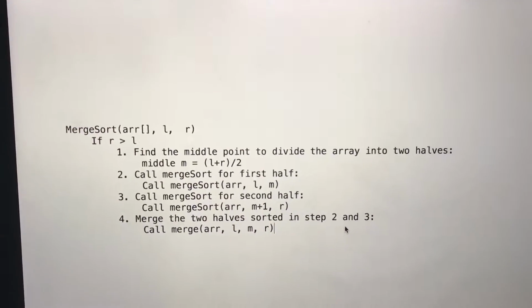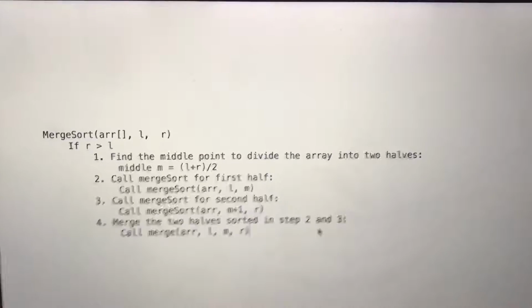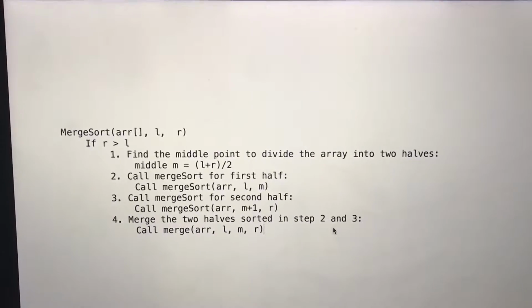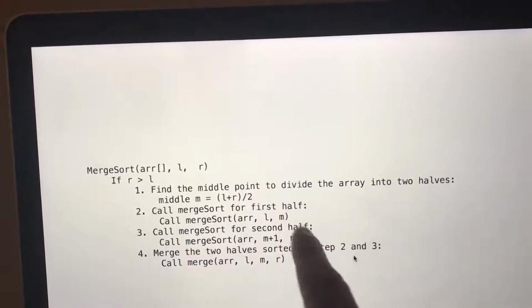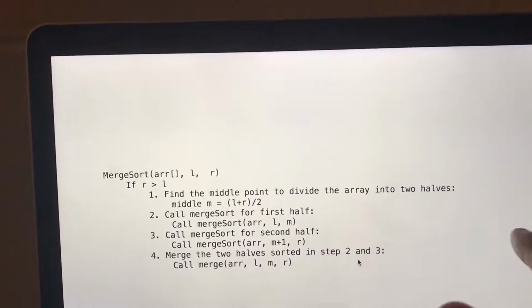That is pretty straightforward. So the first step is to find the middle point of the array and divide it into two halves. And that would be done with l and r divided by 2. So the left index and the right index divided by 2. So here we have a 16-element array where we've assigned a left and a right index, the left being 0 and the right index being size minus 1. And from these we add l and r and divide by 2 to get the middle, as the merge sort algorithm says to do in step 1.